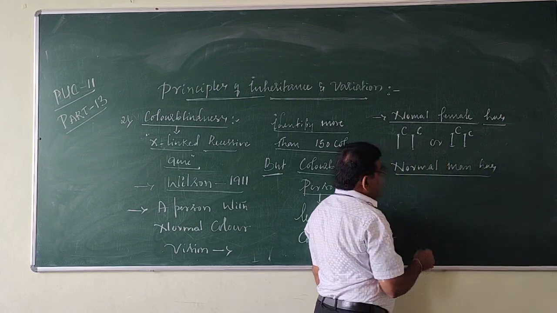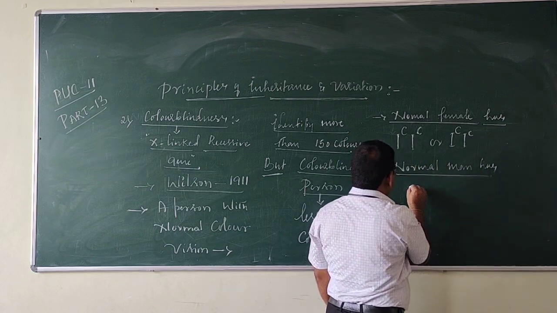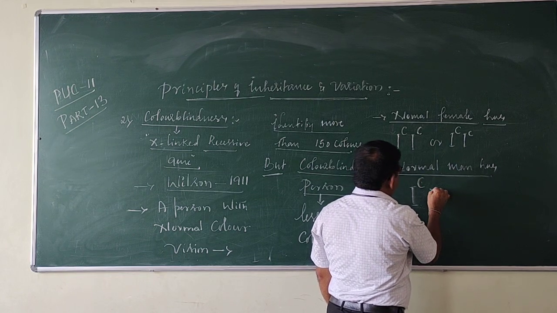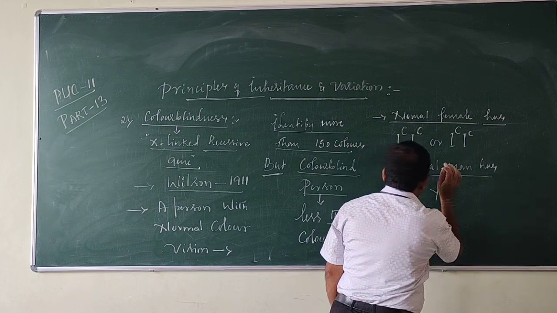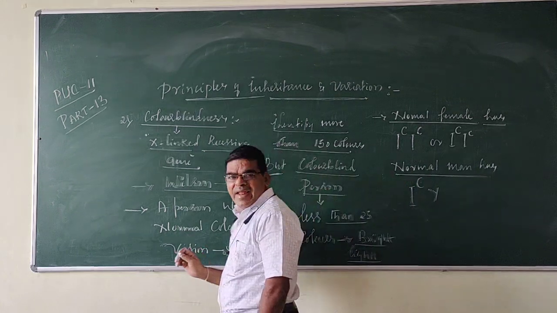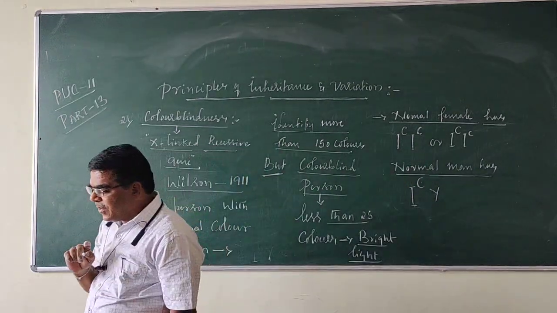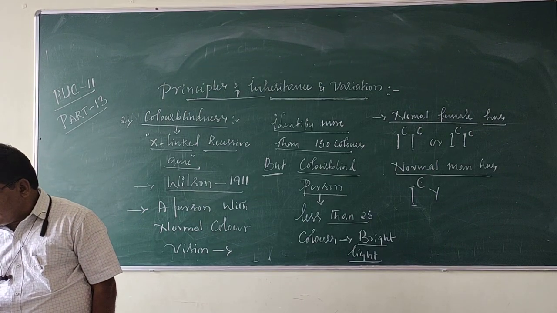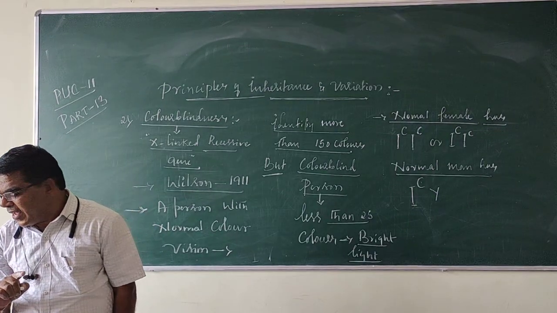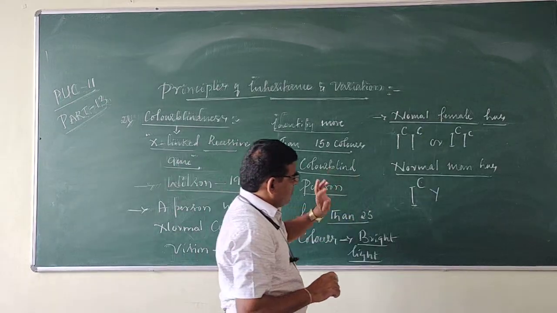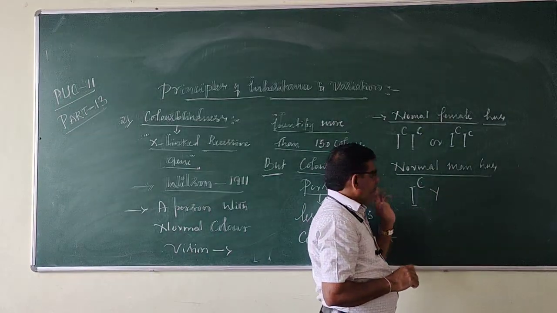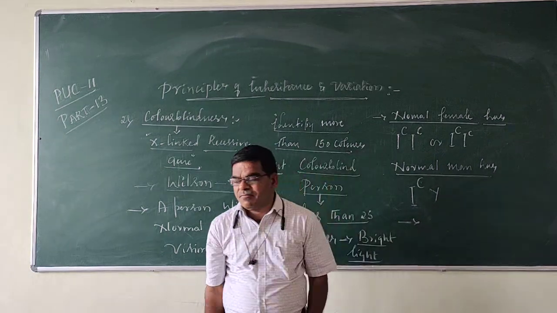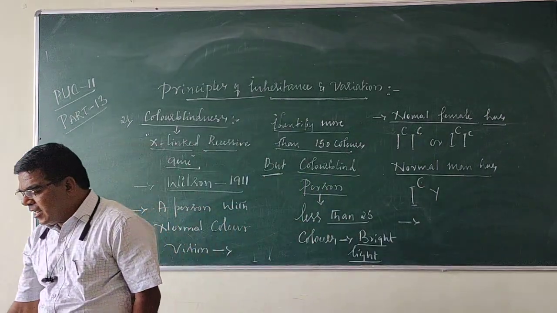A normal man has the genotype capital C Y. Normal man genotype is capital C Y, and small c is color blind.